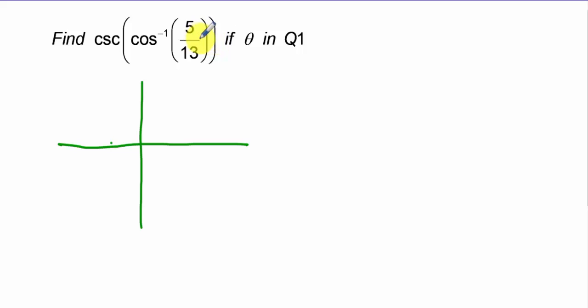But I do know this. I know the cosine is equal to the adjacent, or the x value in this case, over the hypotenuse, which is the radius. So I can say, well, hey, I've got something like this. I've got an angle theta where an x value is 5 and a radius value is 13. And because this is a Pythagorean triple, I can say that my y value is 12.